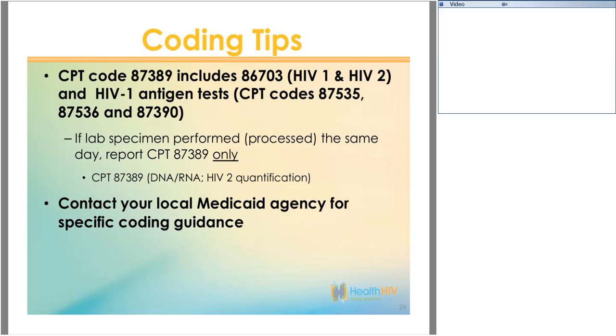Now there are some codes, your CPT code 87389, so let's just take a look at that. It's an antigen test, and I'm going to go back and look at it real quick. But the CPT code 87389 includes a rapid and the HIV-1 antigen. And the antigen codes are these three codes here. So let's just go back really quick before I finish my sentence.